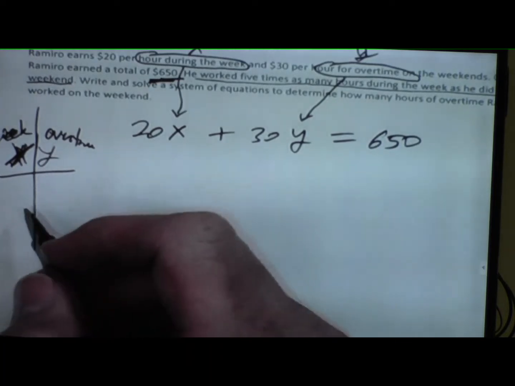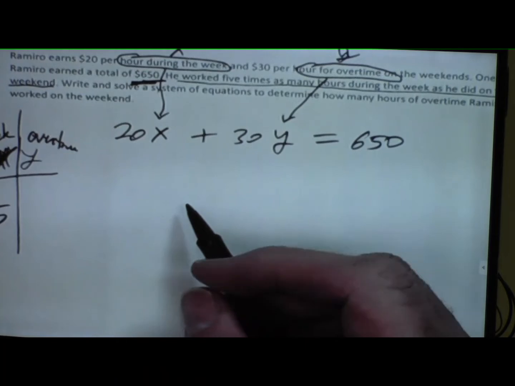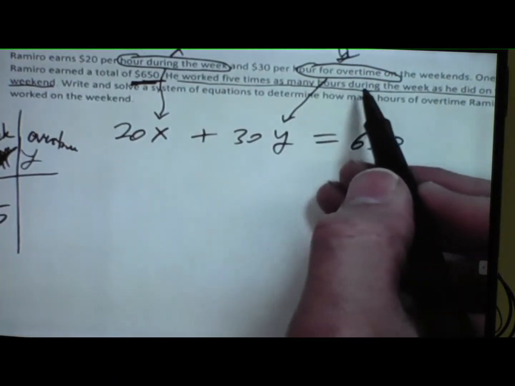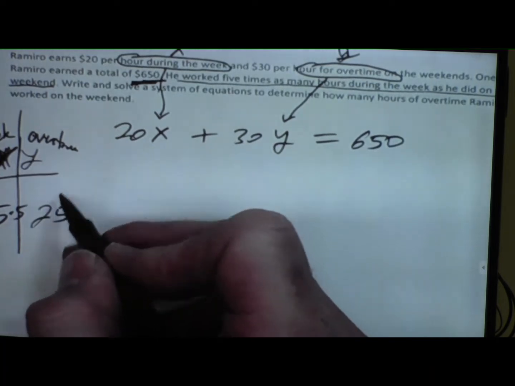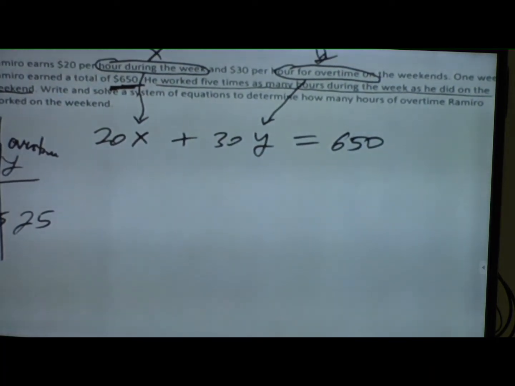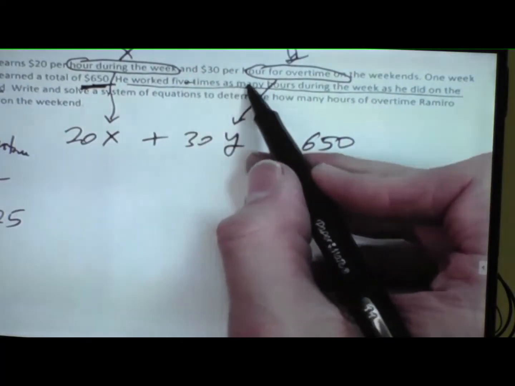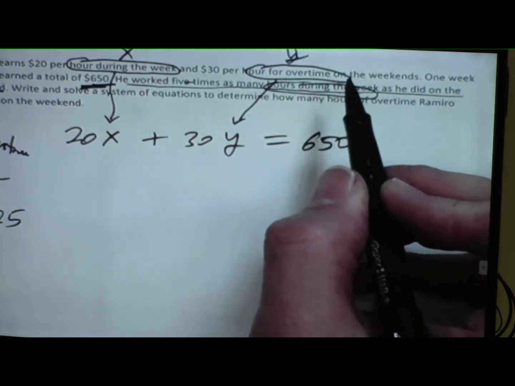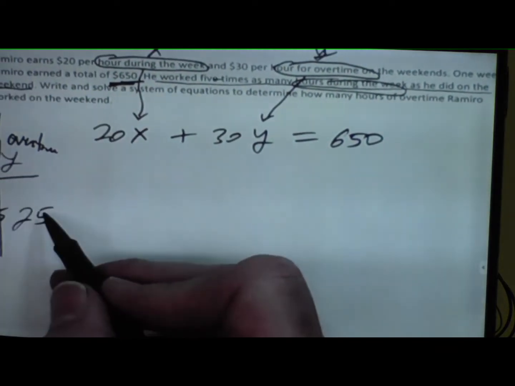So let's say it was 5 hours during the week, 5 times as many hours during the week. I would have to multiply that by 5 to get 25 over here. Okay? Now, does that sound right? 25 hours overtime, but 5 times as many hours during the week. So during the week, he's working more time than he did on the weekend. So this doesn't make so much sense.